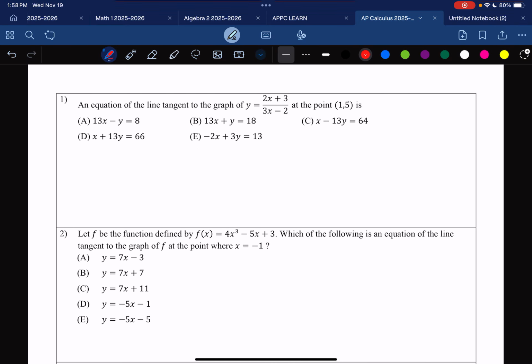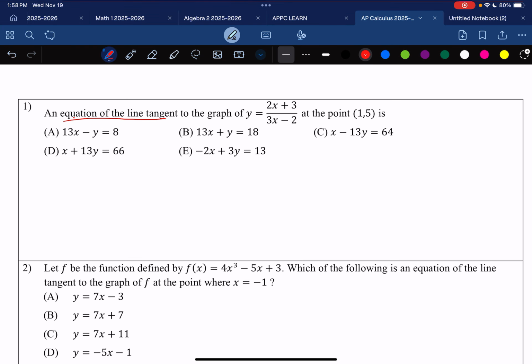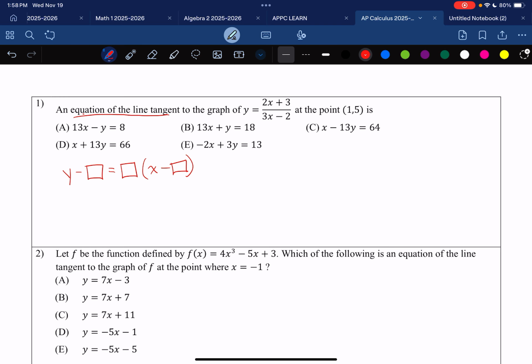Let's dive in. In number one, we're trying to find the equation of a tangent line. Anytime that we have an equation of a tangent line, we will always do y minus box is equal to box times x minus box, using that point slope form. It gives us the x coordinate of 1, therefore we plug in a 1. It gives us a y coordinate of 5, therefore we plug in a 5. The only thing that it does not give us is what the slope is. So we need to find the slope, therefore we need to take the derivative.